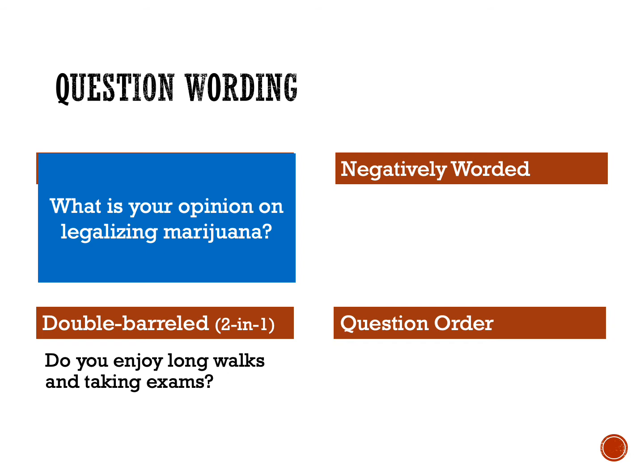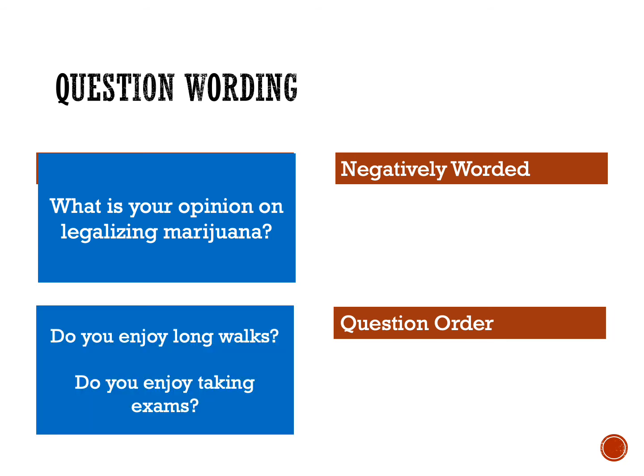This is a problem because, what if someone likes one or the other? Then do you answer yes or no? It's not clear which construct is being measured. Is it long walks or taking exams? To fix this, you ask questions separately.